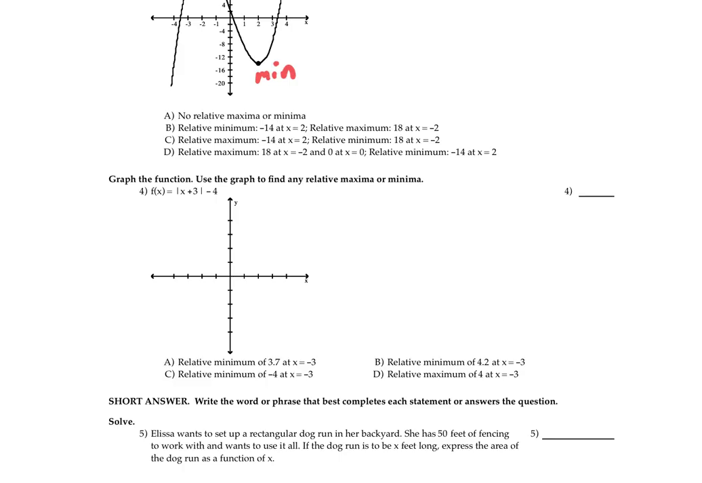But this is going to be an absolute value graph, so it's going to be a V. So it's going to be one or the other, depending on if it opens up or down. This one's going to open up, so it would be a minimum. If you need to remember how to do that, then let me know.